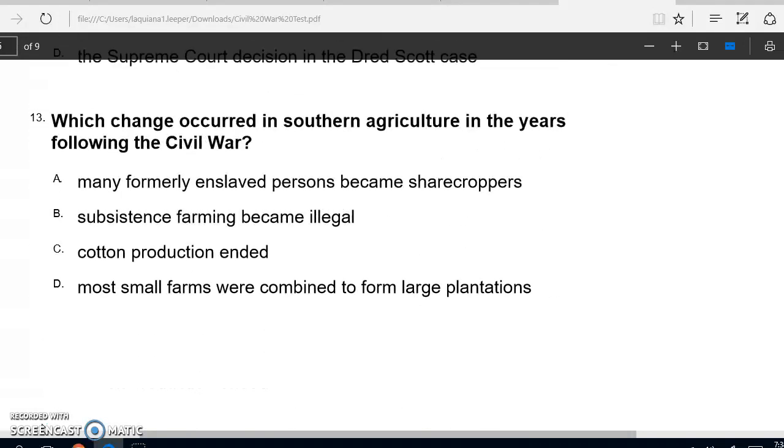Number 13. Which change occurred in Southern agriculture in the years following the Civil War? A. Many formerly enslaved persons became sharecroppers. B. Subsistence farming became illegal. C. Cotton production ended. D. Most small farms were combined to form large plantations.